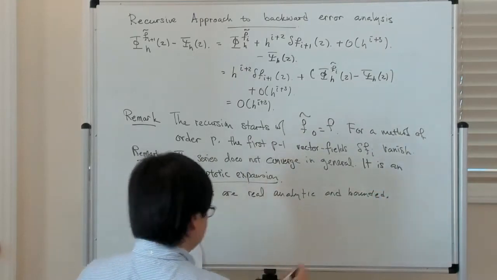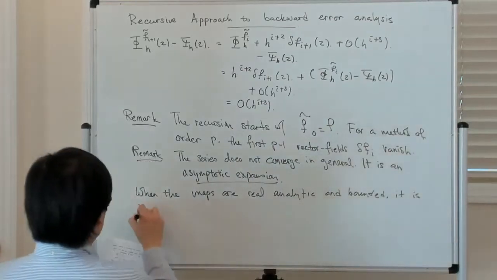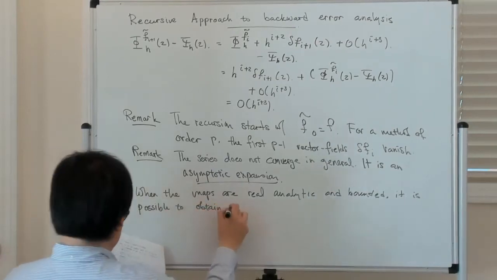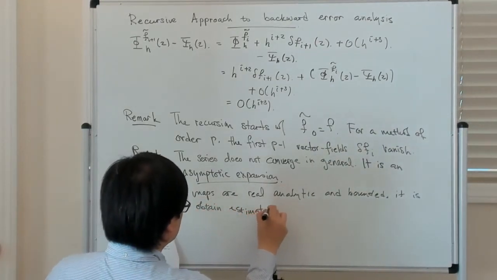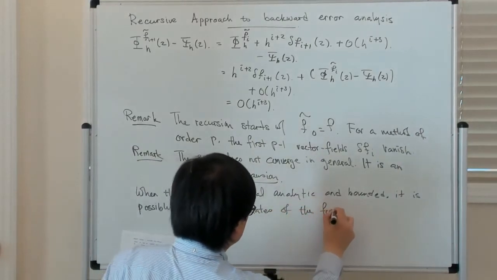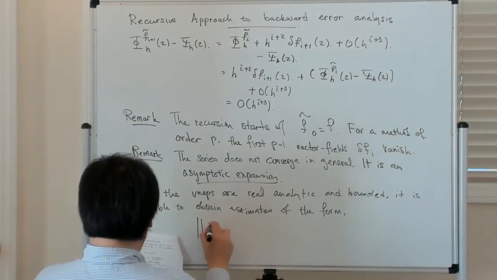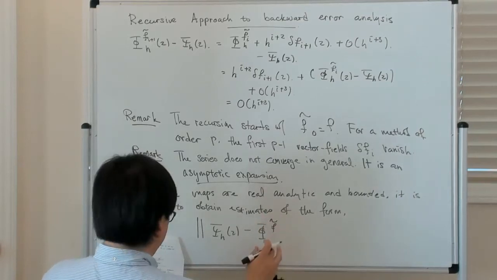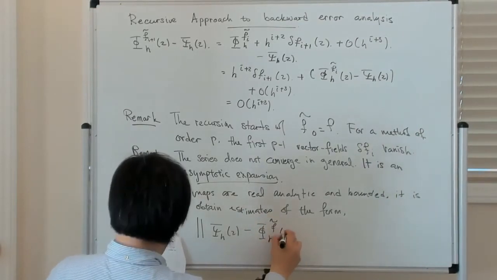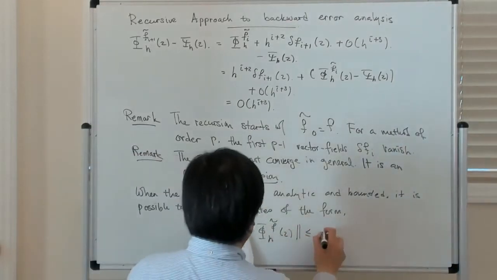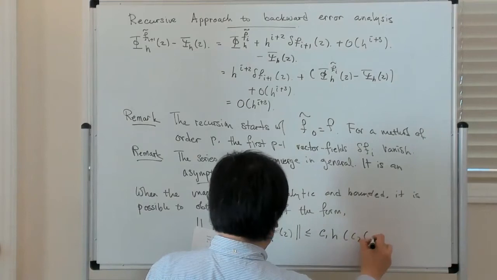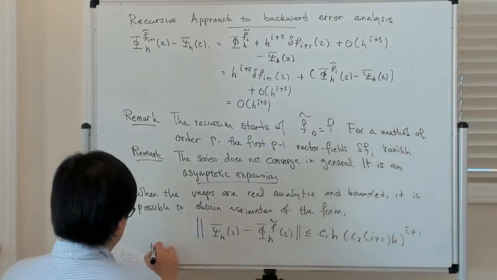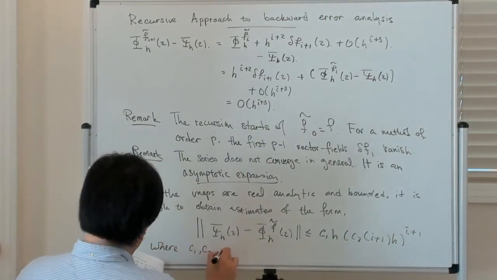and bounded, right? It is possible to obtain estimates of the form: the norm of the difference of these two maps, the flow map of the modified vector field and the one-step method, is less than or equal to some constant c1 h (c2 (I+1) h)^(I+1), okay, where c1 and c2 are constants.